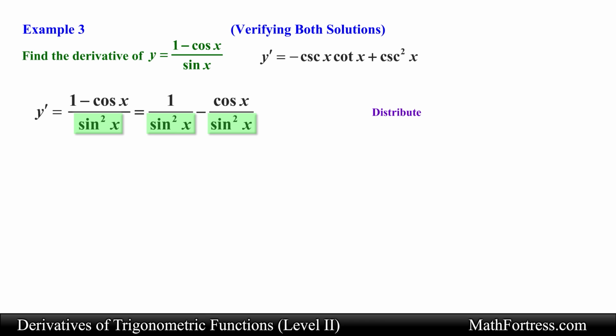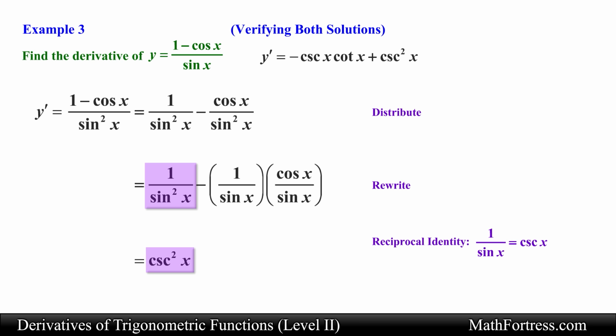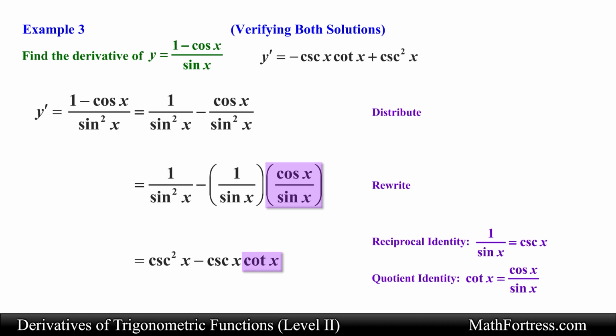We distribute sine squared of x to each term in the numerator. Then we break apart the sine squared of x expression in the second fraction, and write it as 1 over sine of x times cosine of x over sine of x. Now, it is just a matter of replacing the terms with a trigonometric identity. The first fraction becomes cosecant squared of x, and the second fraction becomes cosecant of x, and the third fraction becomes cotangent of x, which is equivalent to the second form.